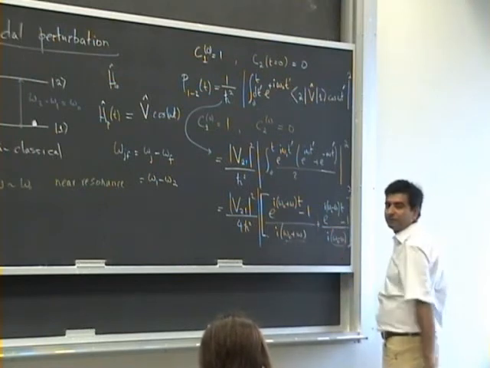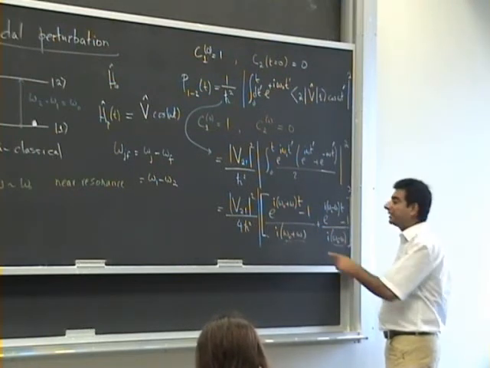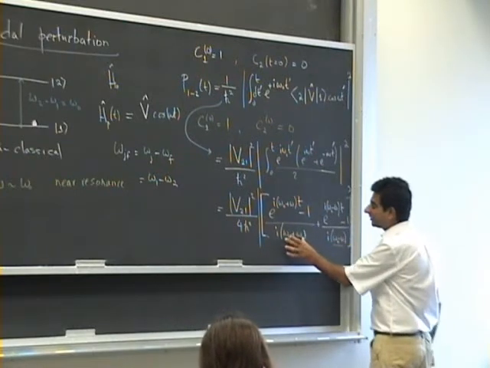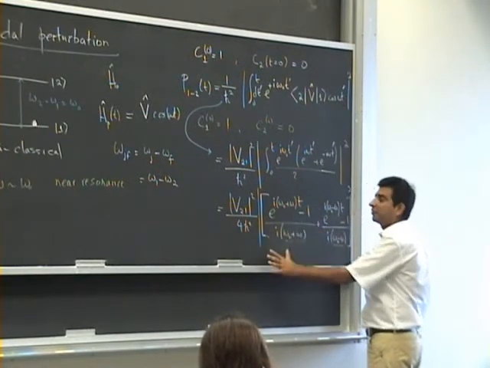We can ignore that. Now this is an approximation. But this term will be small anyway, even if you are far from resonance. If you are far from resonance, this will be very large. This term is going to be really small.